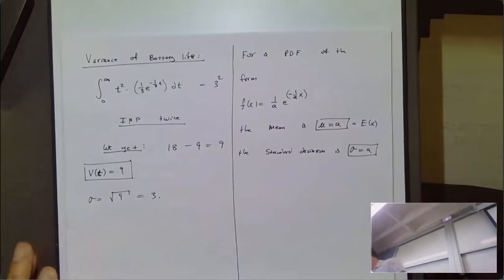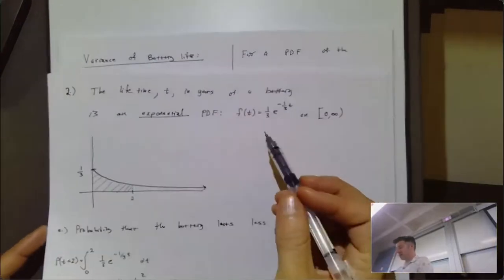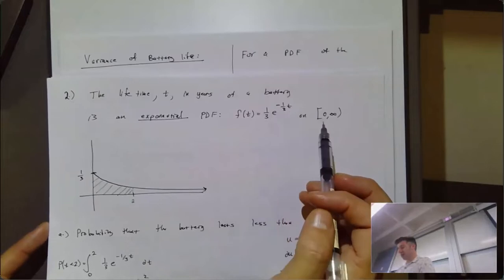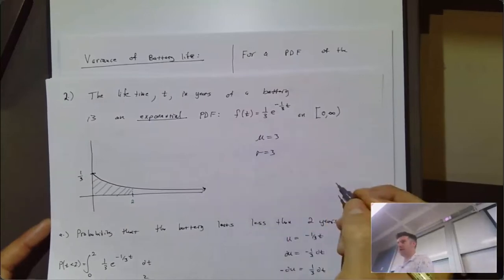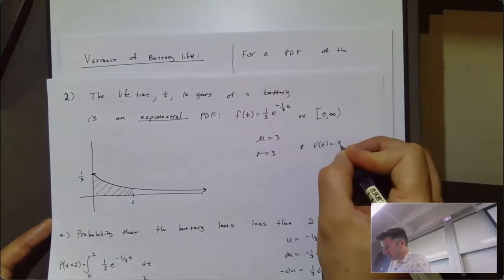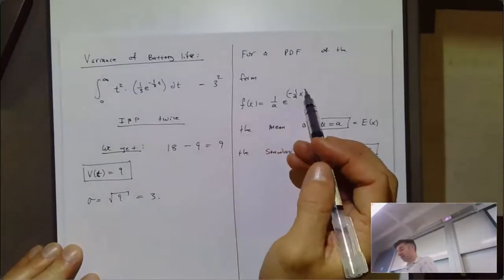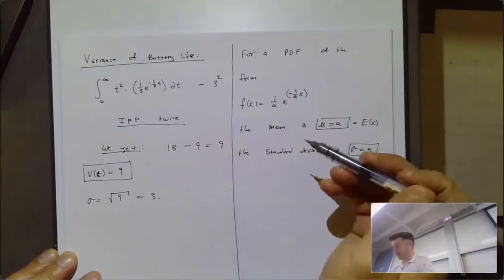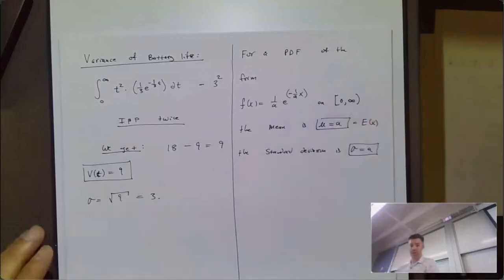So if we go back to the original thing, our PDF is 1/3 e to the negative 1/3 t on 0 to infinity. Great. We know that the mean is 3 and the standard deviation is 3 right off the bat. And then we know that the variance is 3 squared, which is 9. I should say, I was a little careless here. I said for a PDF of the form this, I forgot to write the interval, which is kind of vital. It is on 0 to infinity like that. This is always the case. The mean and the standard deviation are always both equal to the a value there, which is kind of nice.